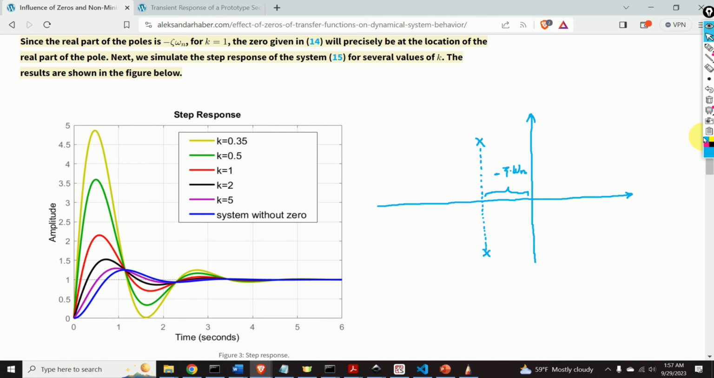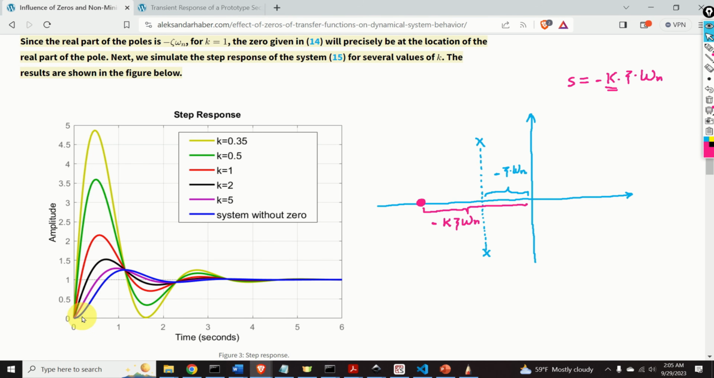Next, let's introduce a zero to our system. The zero is given by the expression s equal to minus k times zeta times omega n, where we can vary the parameter k. For example, let us assume that k is larger than 1 for the time being and that the zero is located over here. Consequently, this distance is minus k zeta omega n.